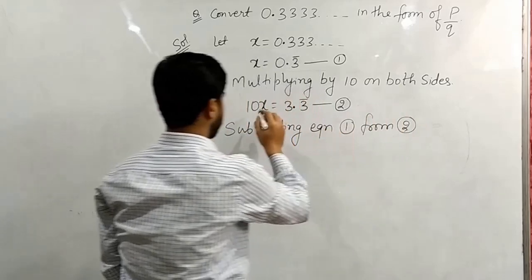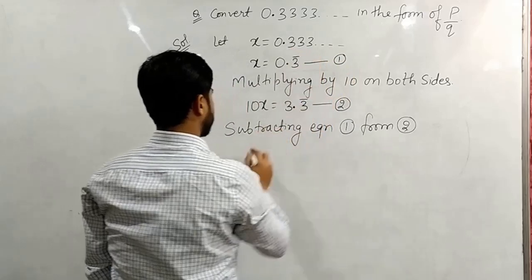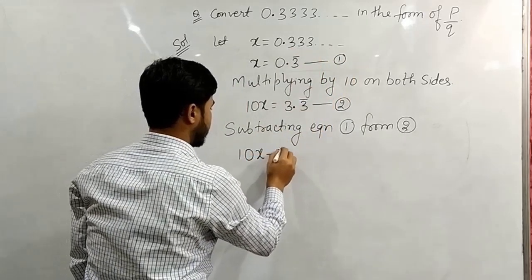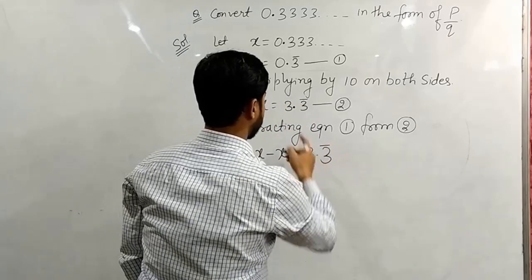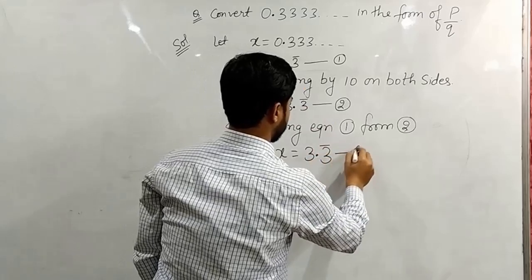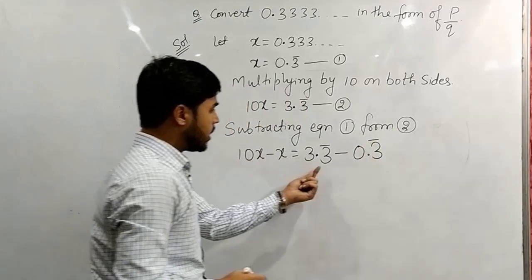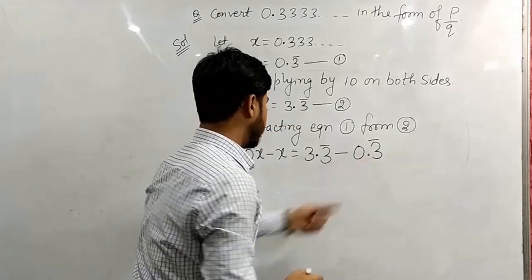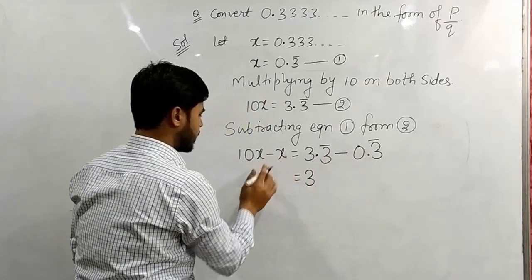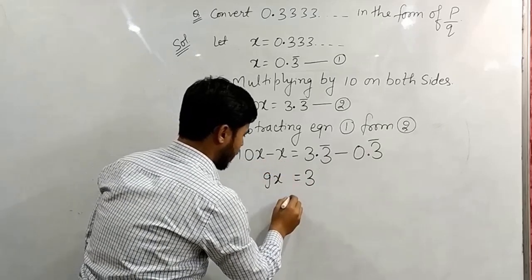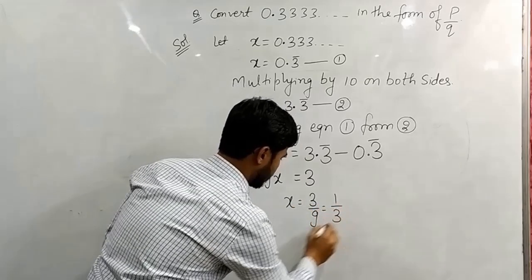from equation 2, in the RHS we have to subtract the first equation from the second. So we write 10x minus x is equal to 3.3 bar minus 0.3 bar. Now the digits after the decimal are going to cancel as they are the same. So 3.3 bar minus 0.3 bar is equal to 3. 10x minus x is equal to 9x. x equals 3 by 9. So the answer is 1 upon 3.